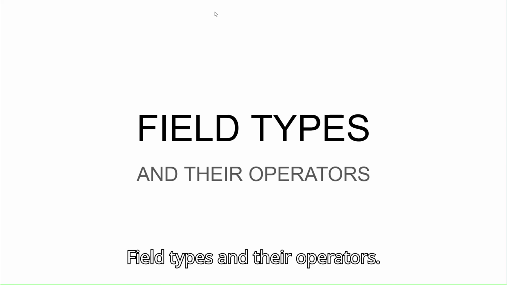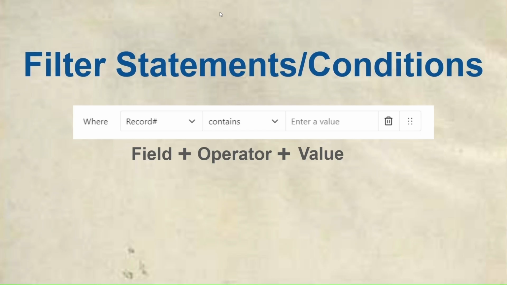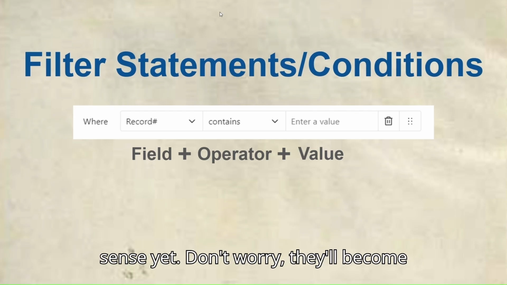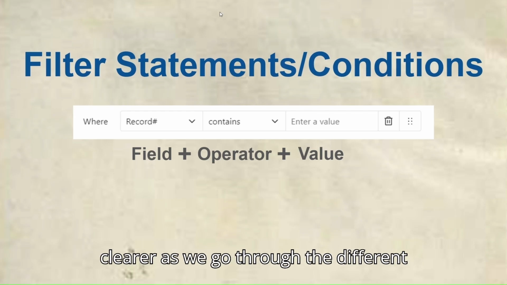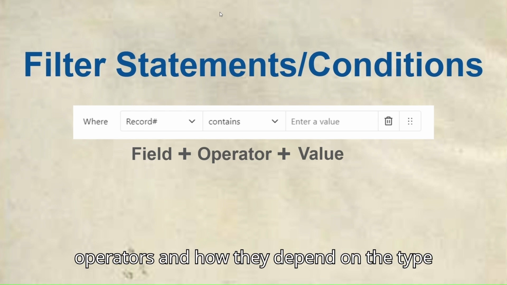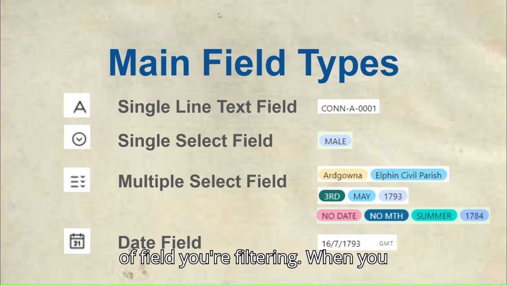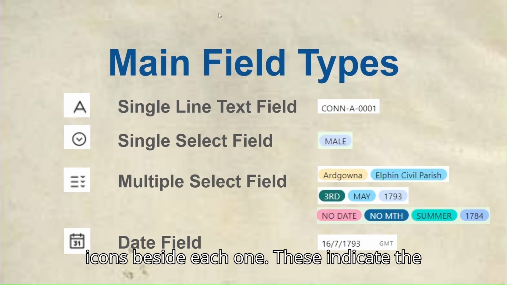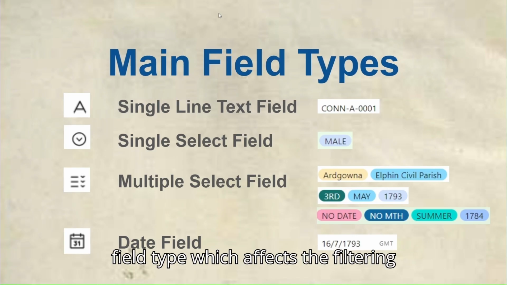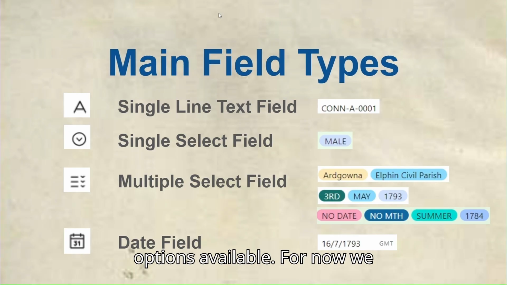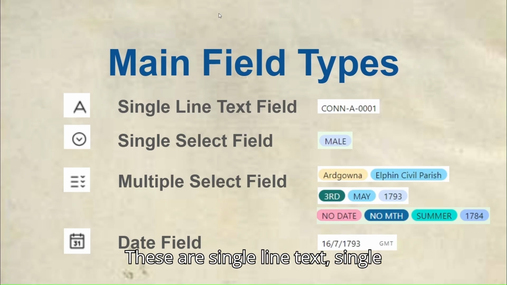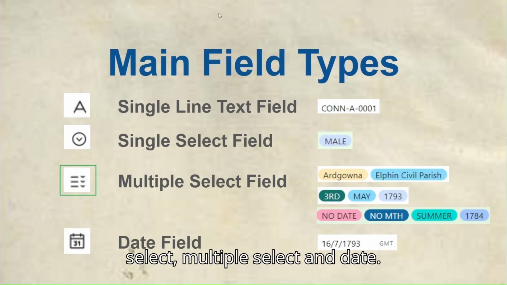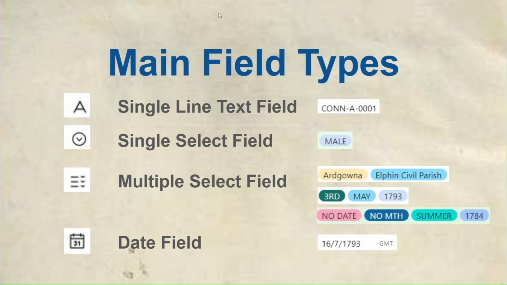Field types and their operators. If filter statements don't quite make sense yet, don't worry. They'll become clearer as we go through the different operators and how they depend on the type of field you're filtering. When you choose a field, you might notice small icons beside each one. These indicate the field type, which affects the filtering options available. For now, we only need to focus on 4. These are single line text, single select, multiple select, and date.